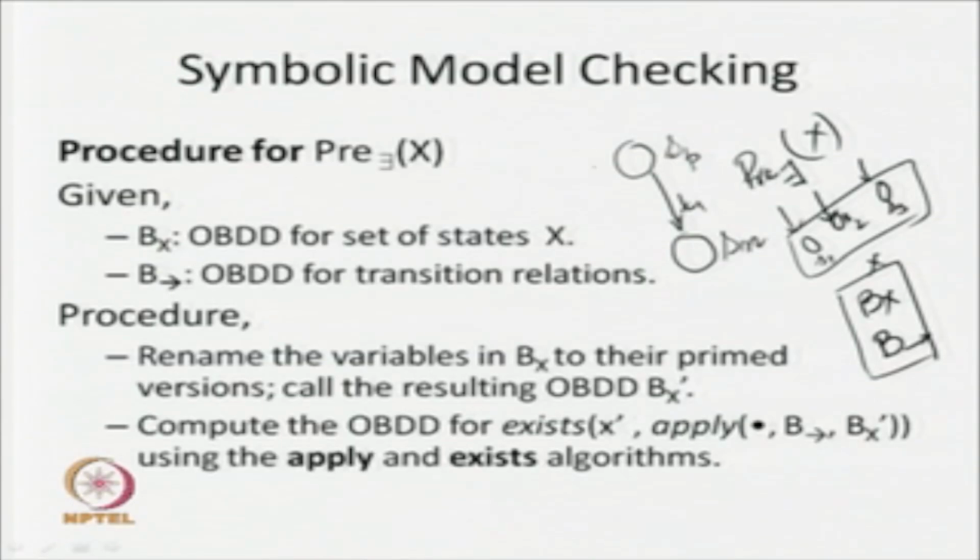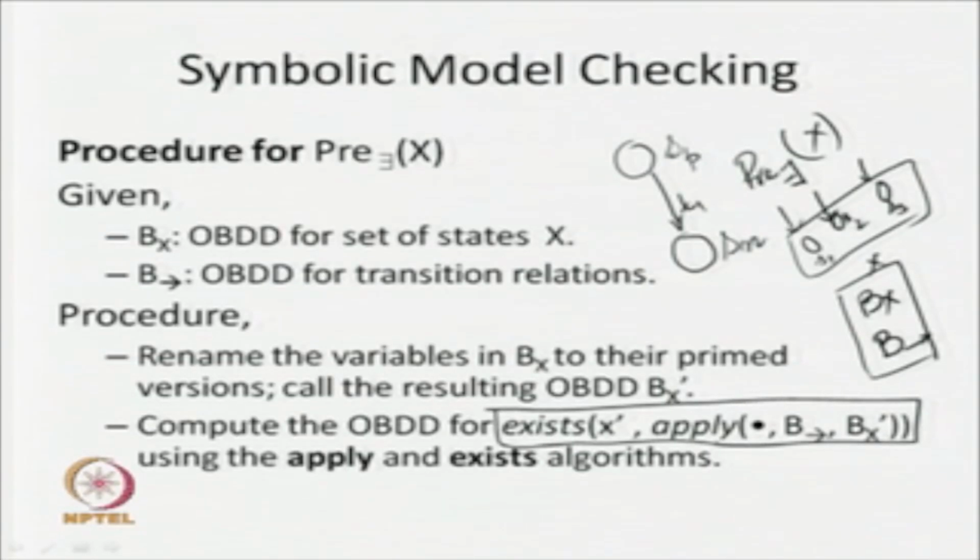The current state is represented by some state variables. Say we need n state variables, from x1 to xn. To represent Sn, we need another set of variables, which are the primed versions of the original variables. Now, what are we going to do? We rename the variables in Bx to their primed versions. I will explain what we get. Then we compute an OBDD for this operation. Okay.